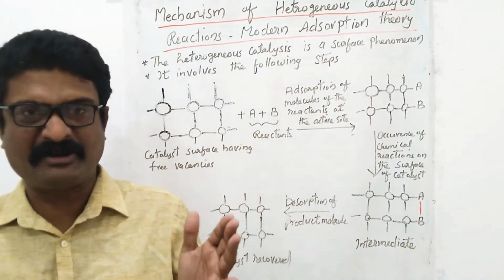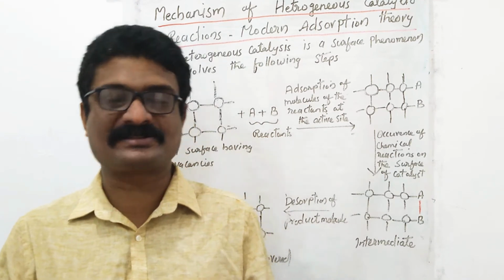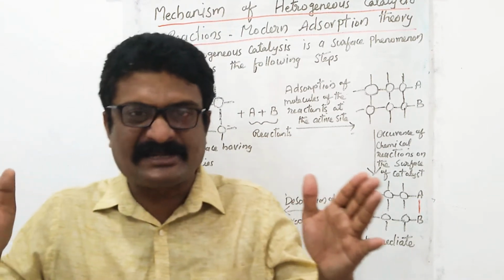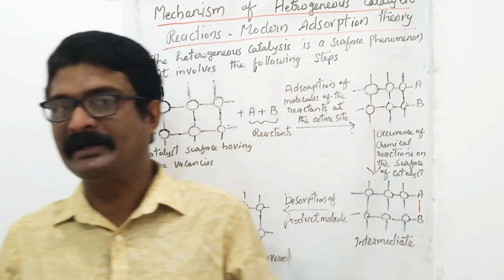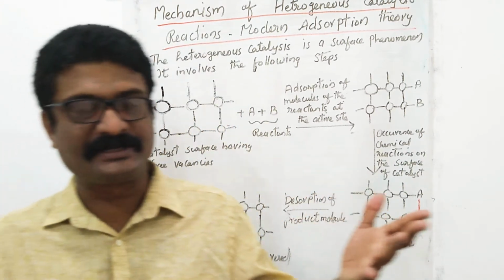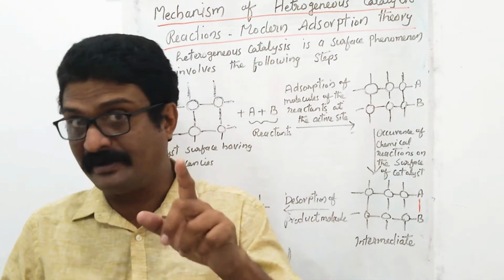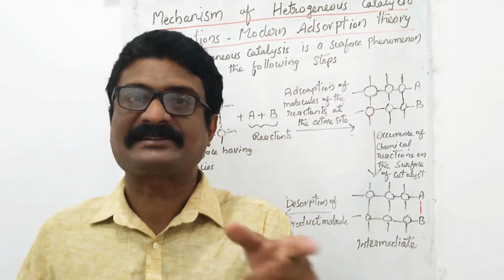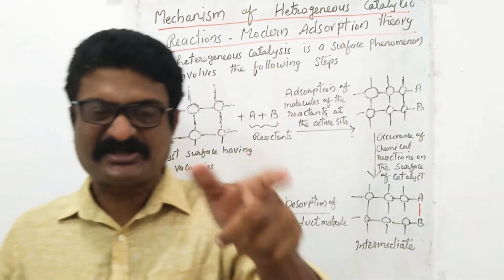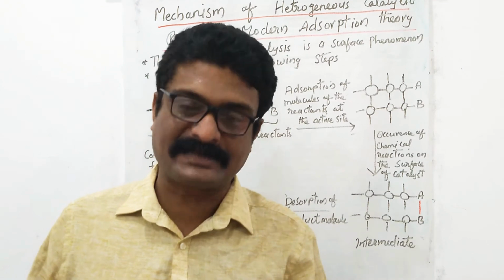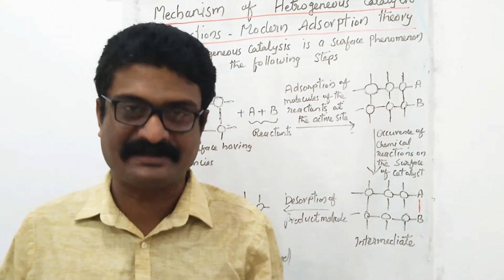In my last video, we discussed the differences between homogeneous catalysis and heterogeneous catalysis. When the catalyst and the reactants are in the same phase, the catalyst is called a homogeneous catalyst and the process is called homogeneous catalysis. But when the catalyst and reactants are in different phases, the catalyst is called a heterogeneous catalyst and the process is called heterogeneous catalysis.